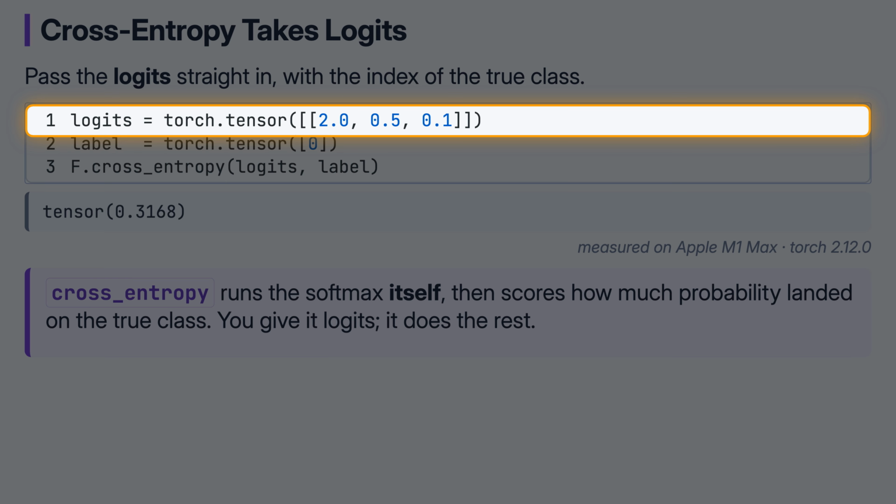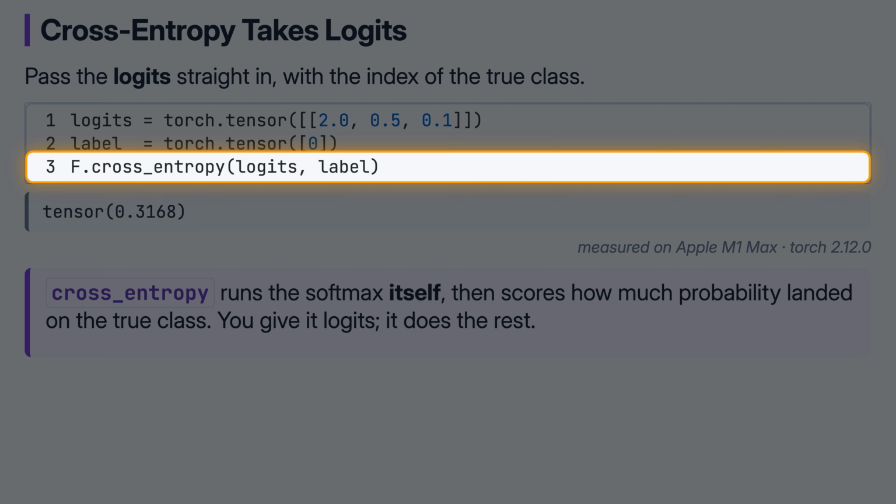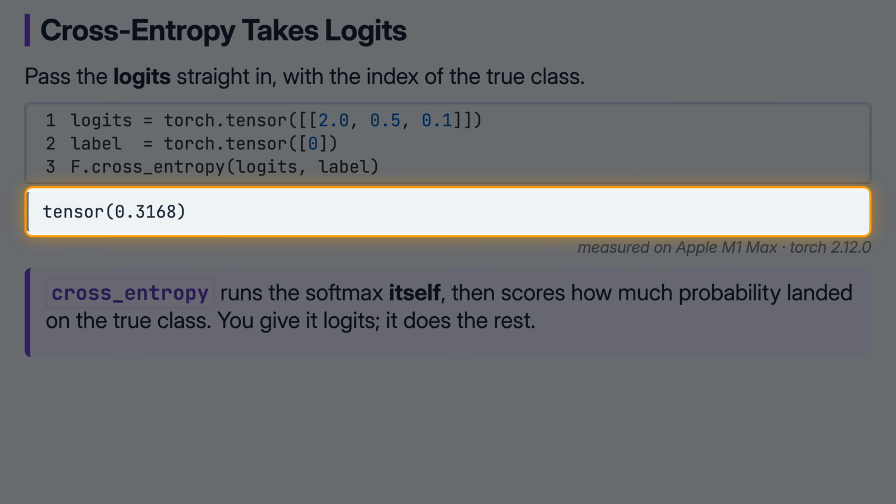Let's score those logits. Same 3 raw scores, tensor [2, 0.5, 0.1]. The label is tensor [0]. That says the correct class is class 0, the first one. Now we call F.cross_entropy, and we pass the logits straight in along with that label. The raw scores, not probabilities. The loss comes back as tensor 0.3168. Keep that number in mind. It's the correct answer, and we'll compare against it soon.